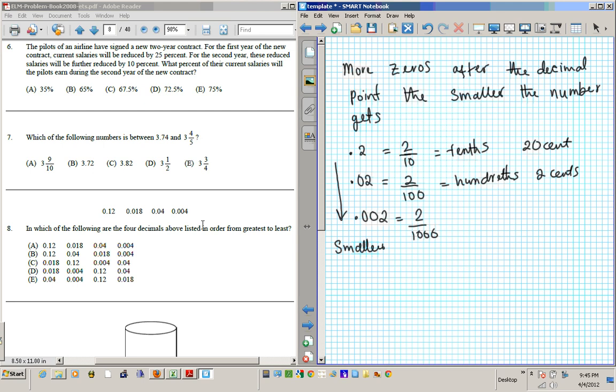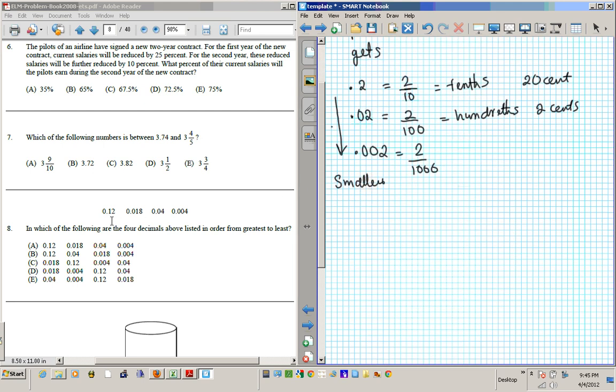Okay. All right. So let's apply that here. So let's take a look at these numbers. 0.12 has no extra zero after the decimal point, so it's the biggest. Because we're starting from greatest to least. Next, we have a tie. These two have 1 zero in them, so 0.018 and 0.04. So we need to look at the numbers and compare them since they are in the same place. Which is bigger? 4 is bigger, so that means that 0.04 is next, followed by 0.018, and then we're left with 0.004, because that has two zeros and it makes it the smallest.